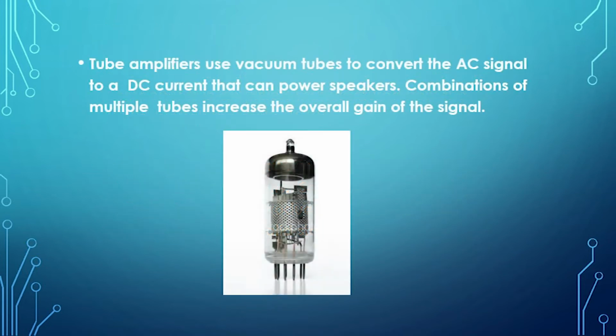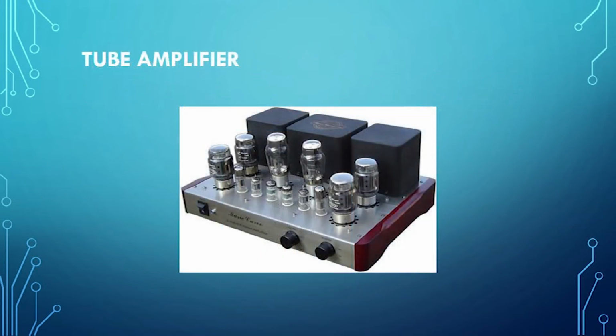Tube amplifiers use vacuum tubes to convert the AC signal to a DC current that can power speakers. Combinations of multiple tubes increase the overall gain of the signal. The image shown is an example of a tube amplifier.